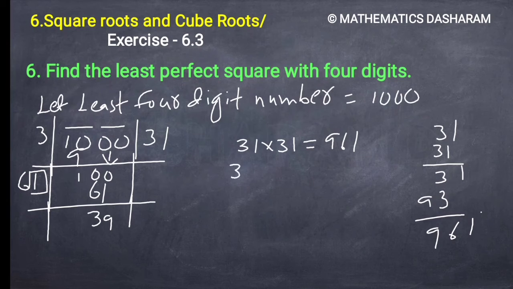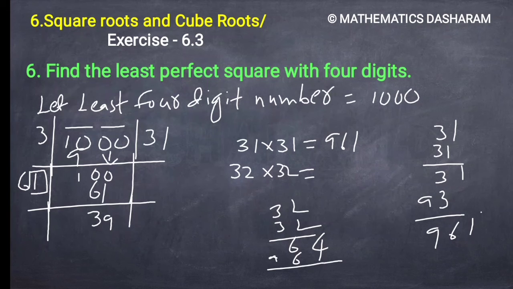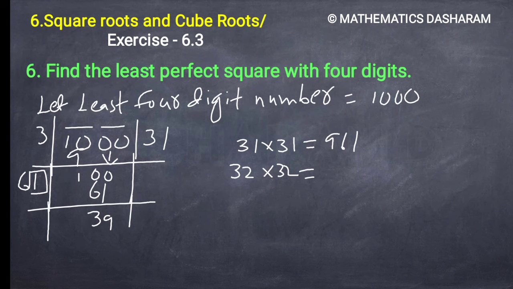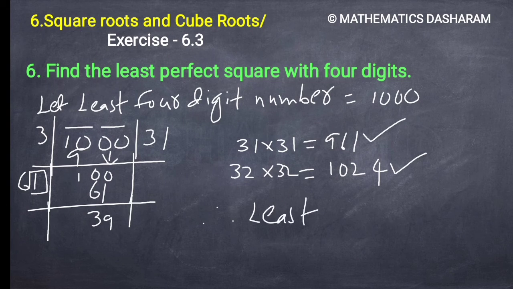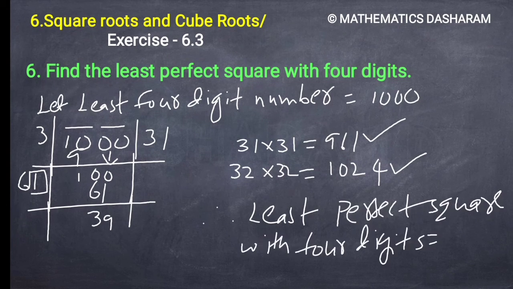After 31, the next number is 32, so 32 into 32, let us verify. 2 2s are 4, 2 3s are 6, 3 2s are 6, 3 3s are 9, so 1024. So 32 into 32 is 1024. 961 is a 3-digit number, 1024 is a 4-digit number. So therefore the least perfect square with 4 digits is 1024.